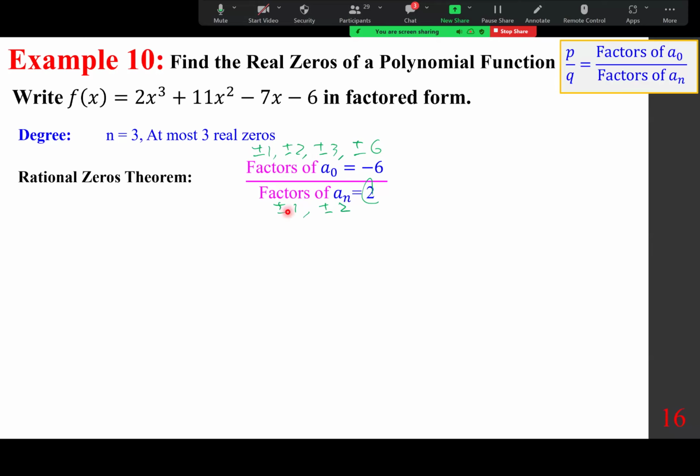So if you divide all of them by plus minus 1, you have all of the above. And then if you divide them by 2, you have plus minus 1/2. This is the same as 1, plus minus 3/2. And this is the same as plus minus 3. So these are the possible rational zeros. And you have to check.